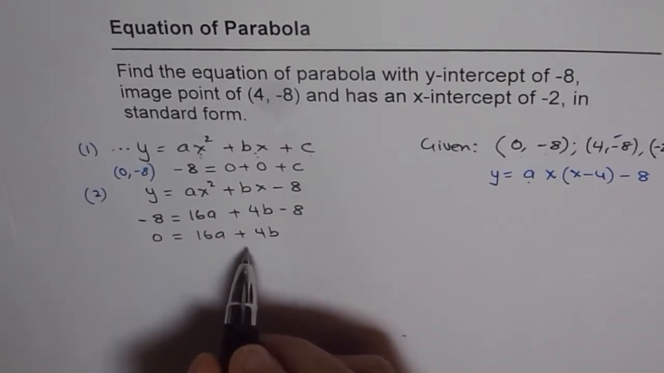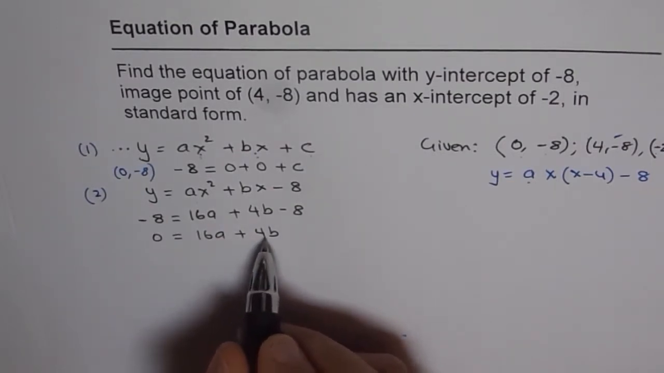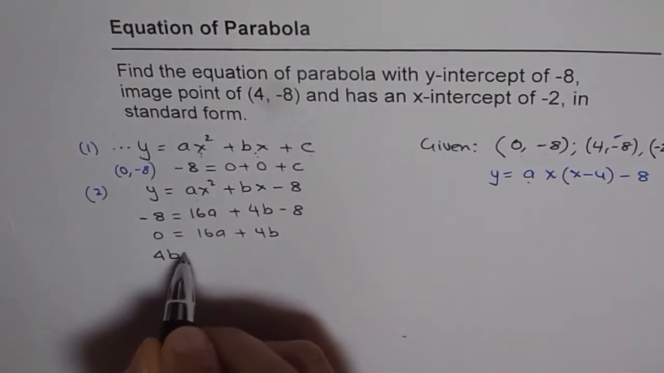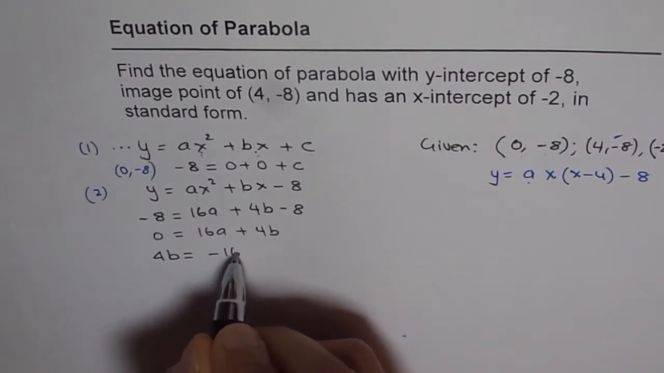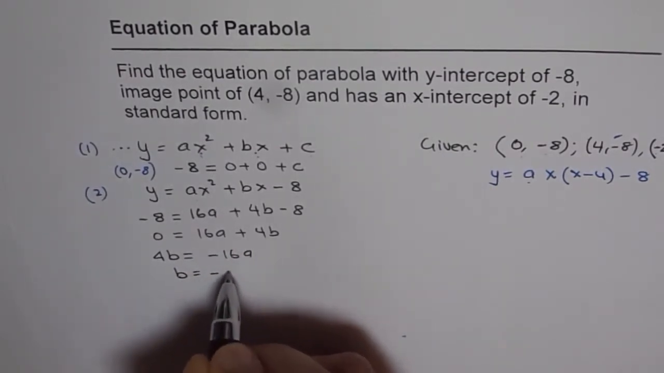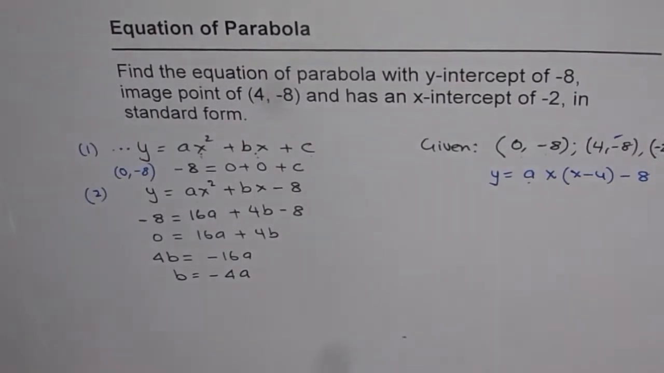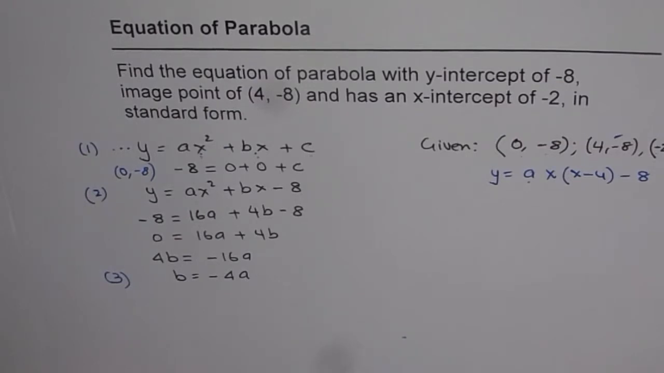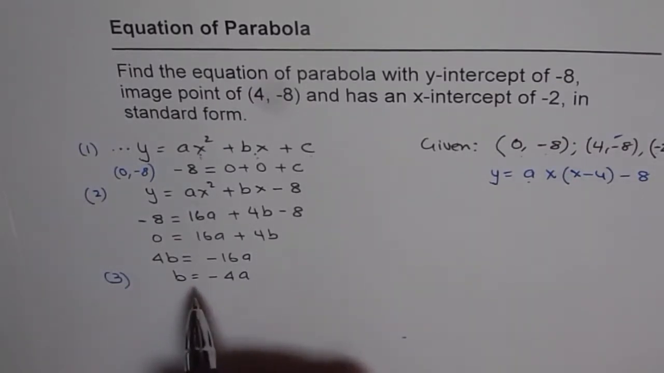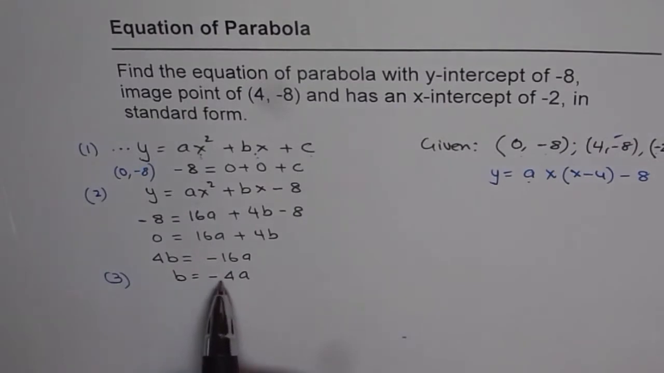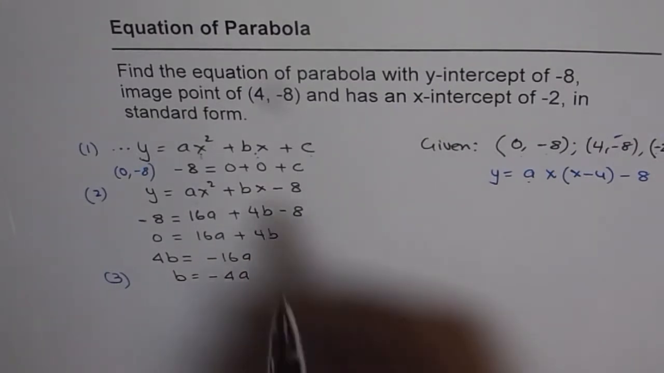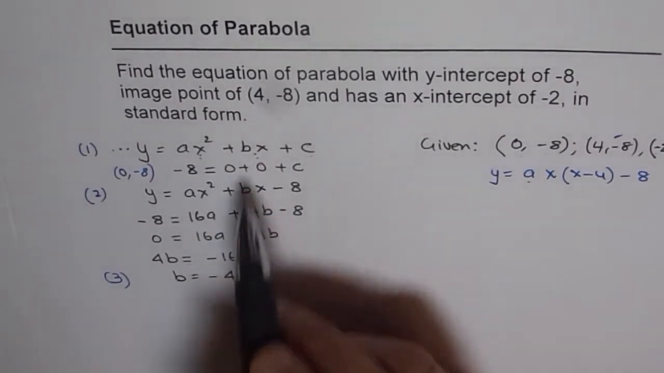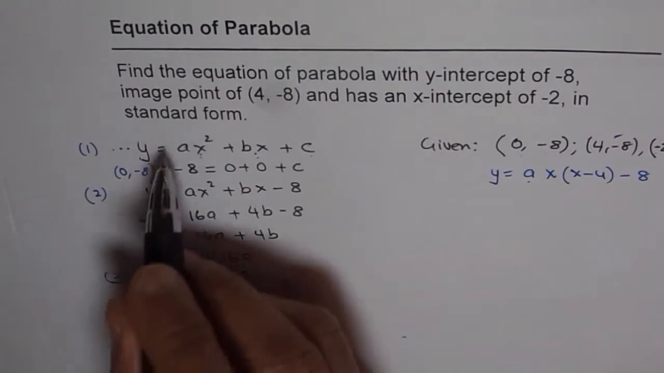Now from here I can write a in terms of b or b in terms of a, right? So I can say 4b equals -16a, or b equals -4a. Is that okay? So we get the value of b in terms of a. I'll call this my equation number 3. Now using 2 points, I already have a value of c and a value of b in terms of a, right? So in my equation, I can always write b as minus 4a. Once I substitute this value of b, what do I get here?